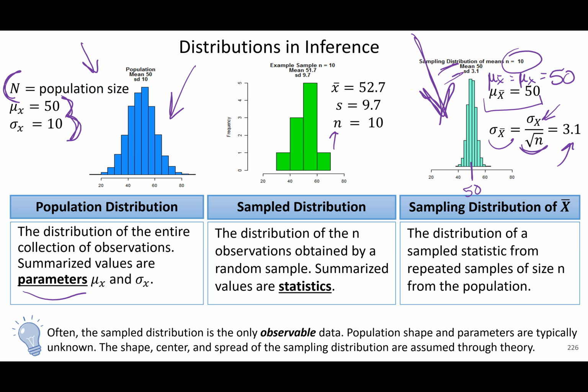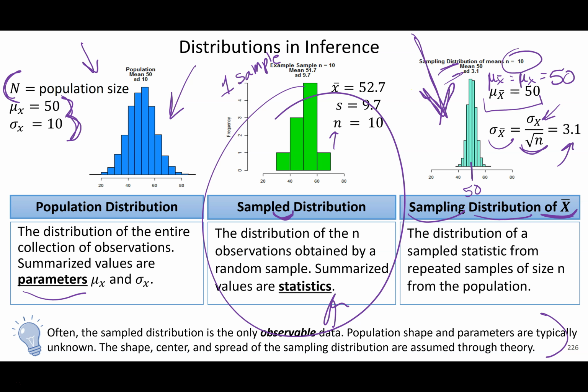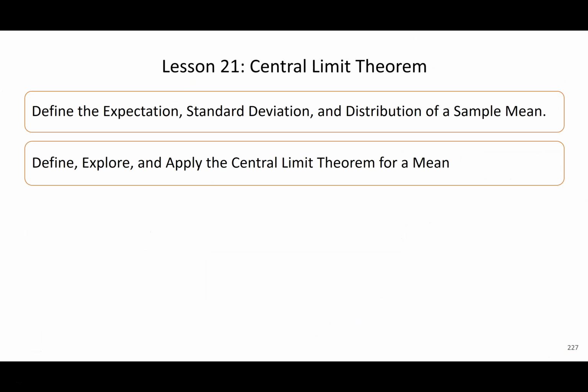So, cautions: sampled data means I'm looking at one sample. Sampling distribution of x bar means I'm looking at all the unique samples of whatever size, and I take the sample mean or the sample proportion, something like that. And typically, the only one we actually get to see in real life is going to be the sampled distribution. So that's it for lesson 20, and we'll pick up again in lesson 21, central limit theorem.